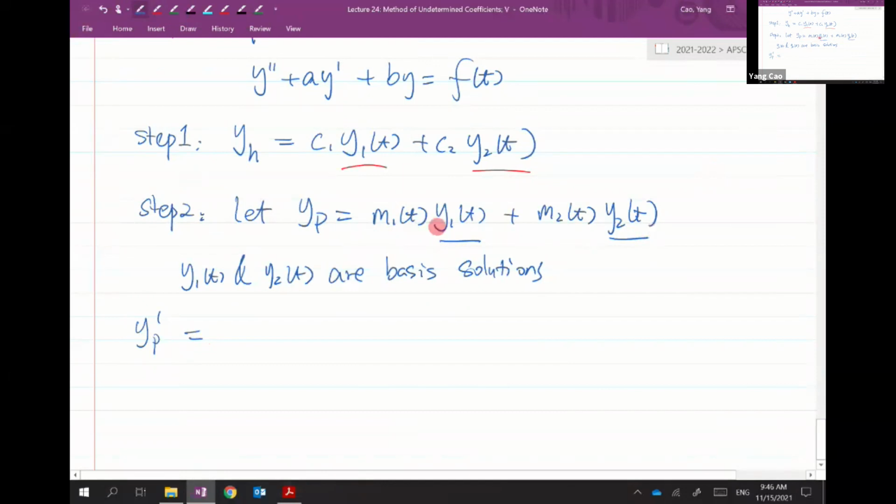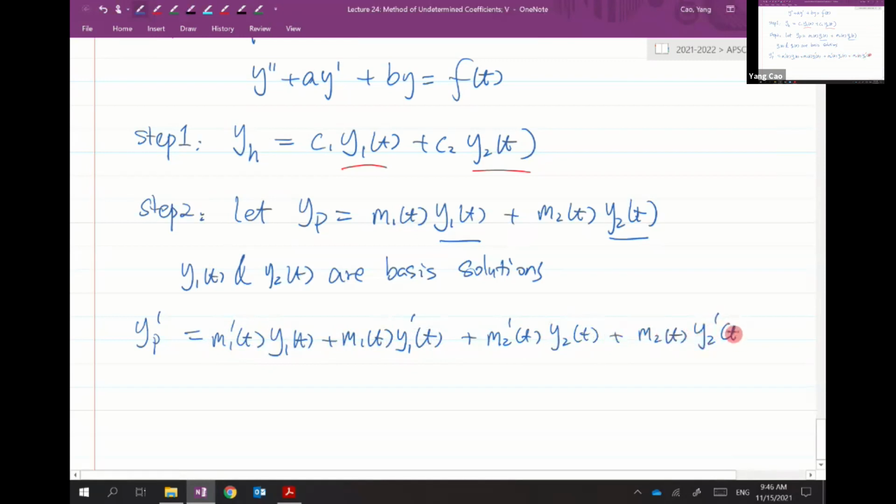Again, it's a little bit long expression because it involves the product rule for each term. So I'm going to get m1 prime of t times y1 of t plus m1 of t y1 prime, then m2 prime y2, and m2 y2 prime. That's the result of the first derivative, using the product rule for each one of the terms.